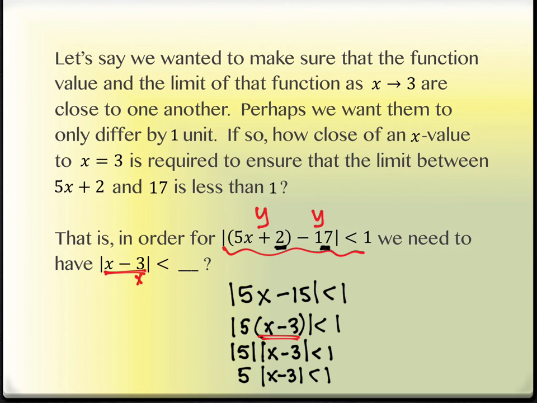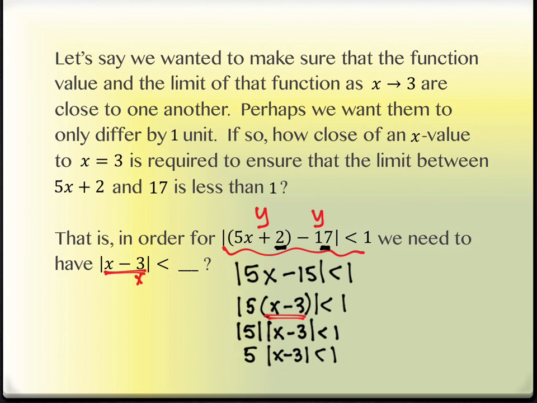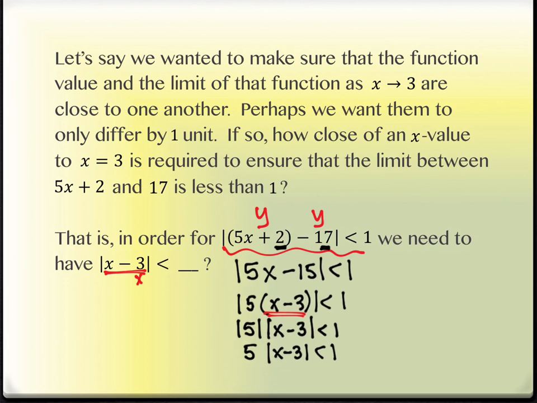So if our goal is to get x minus 3 in the absolute values alone, we would then need to divide by the 5. So we're going to divide by 5 on the other side. And what we're going to get is that the absolute value of x minus 3 is less than 1/5.